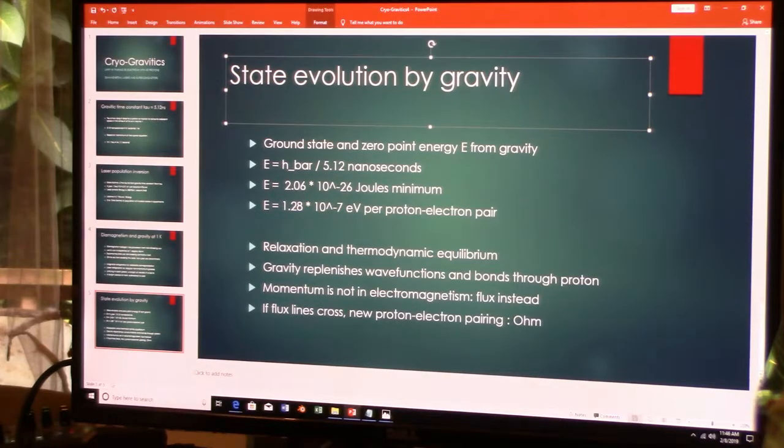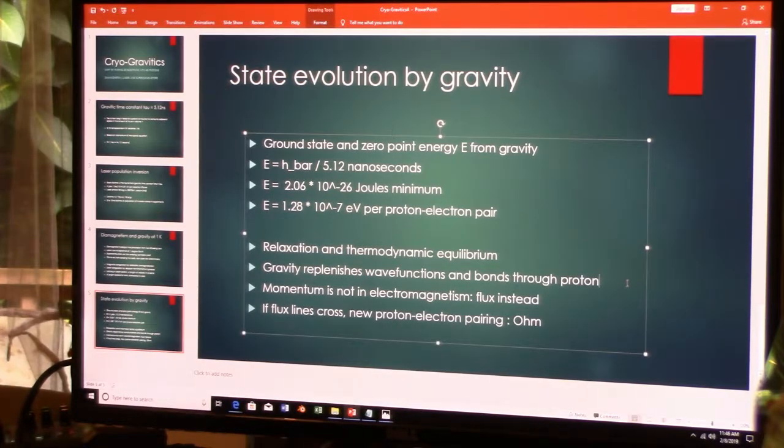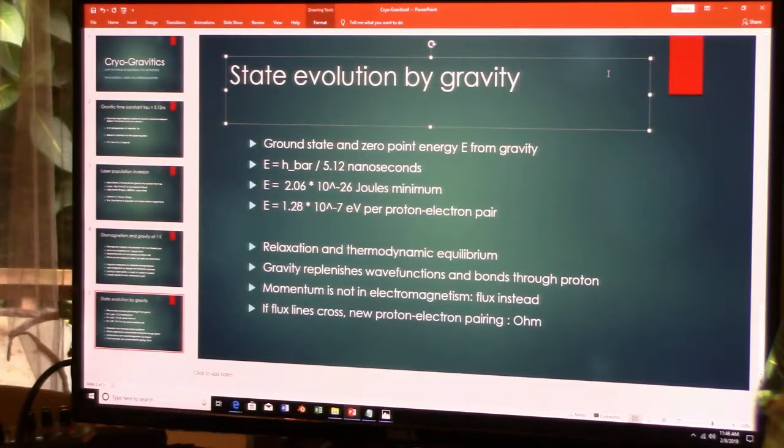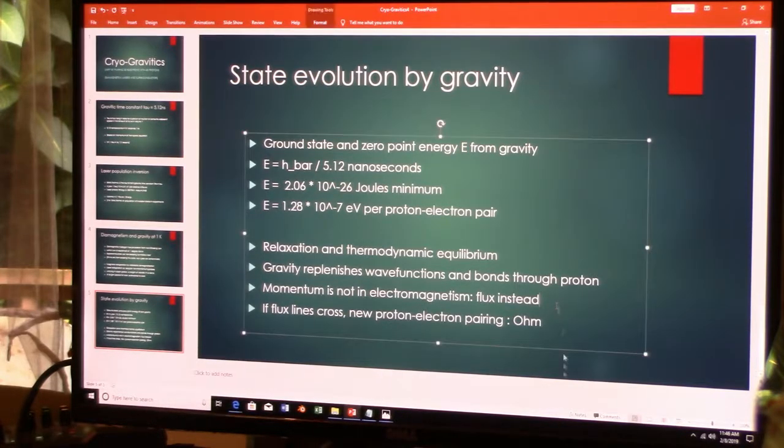The other 4, EX, EY, EZ, and HT, don't have momentum. Electric fields don't have momentum. Photons don't. Atoms only have momentum as far as the mass goes. But they use flux, 3 dimensions. And if lines of flux cross, a new proton-electron pairing is established, and that is what we call ohm.